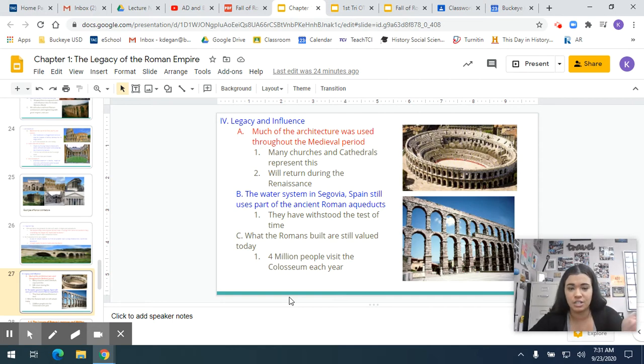So much of the architecture was used throughout the medieval period, which again, we'll spend a lot of time on. We get to watch a cool castles video to see what they used to do with castles, and a lot of how they built castles is going to come from Rome. And then the water system in Segovia, Spain still uses, this is so crazy, still uses part of the ancient Rome aqueducts, which is amazing. And then 4 million people still visit the Colosseum today.